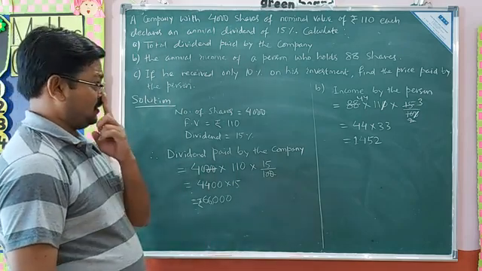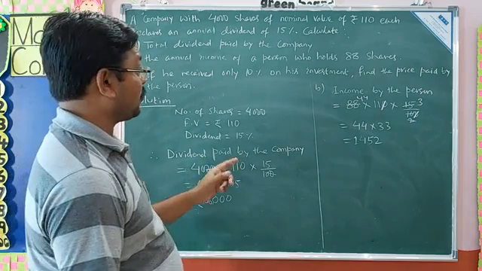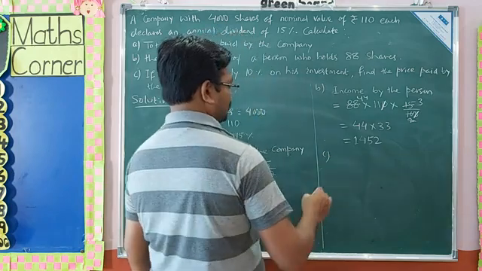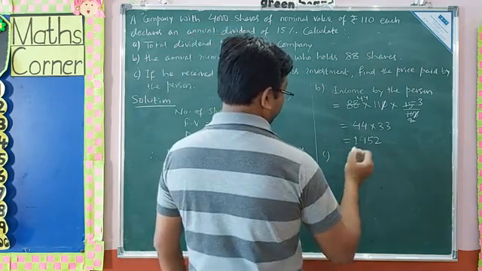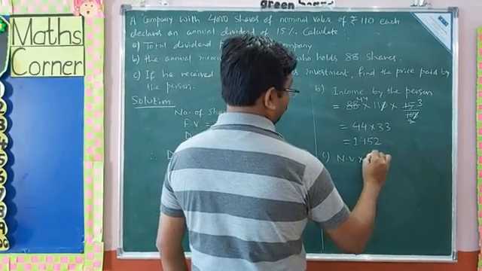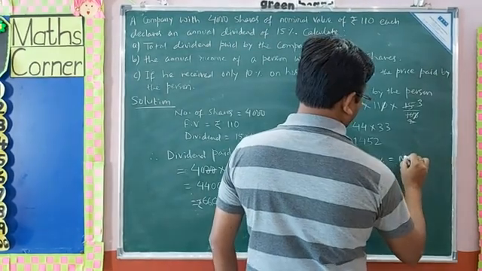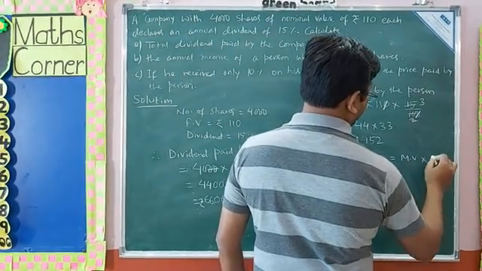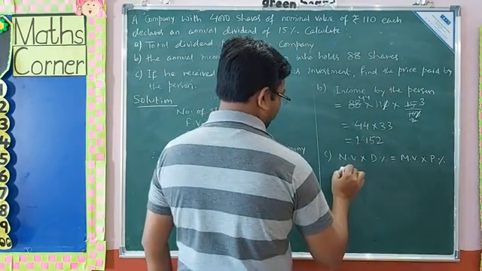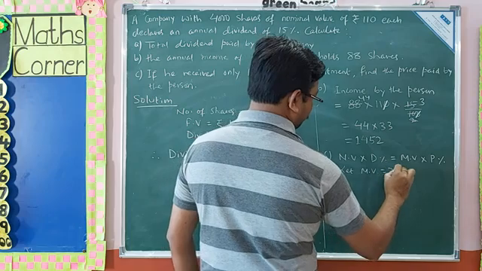Now the third question is given: if you received only 10% on an investment, find the price paid by the person. So the income by the person is 1452, but its profit percentage is 10. So we will use that Brahmastra formula. What was the Brahmastra formula? Nominal value into dividend percent is equal to market value into profit percent.